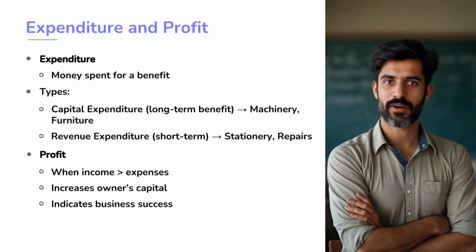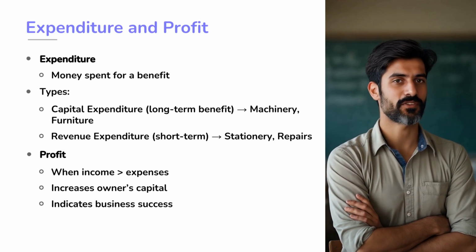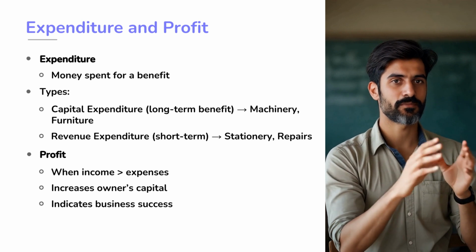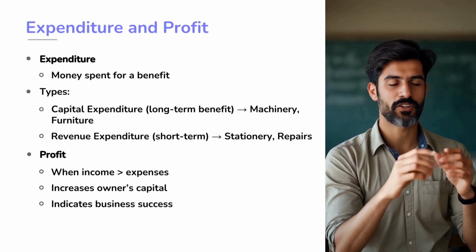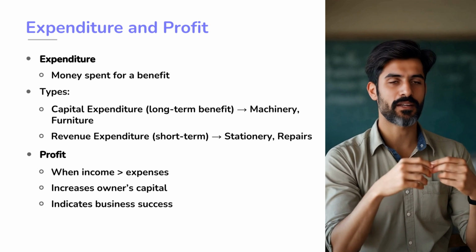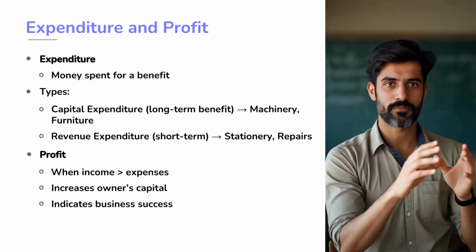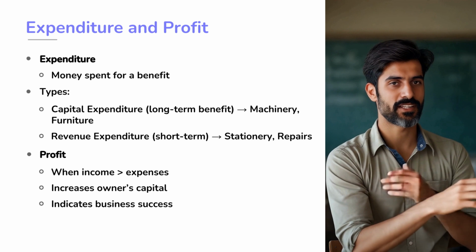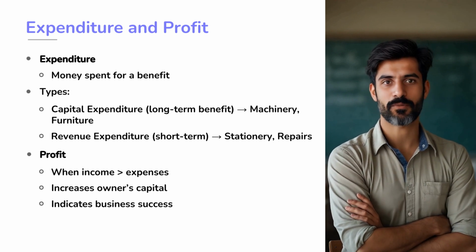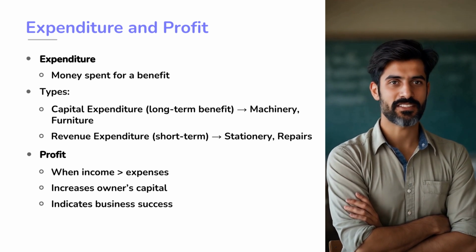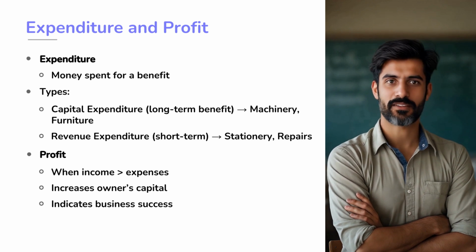Expenditure means spending money for a benefit, like buying furniture or raw materials. If the benefit lasts over a year, it's capital expenditure, for example machinery. If it's short-term, it's an expense. Profit is the surplus when income exceeds expenses. This increases the owner's wealth.